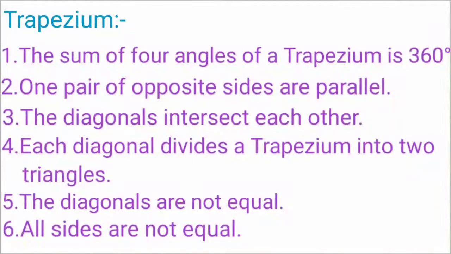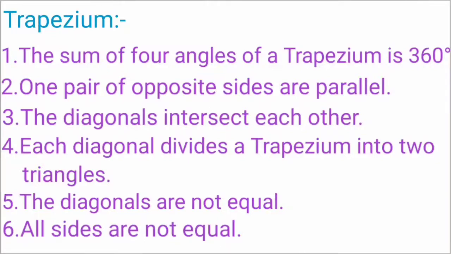The properties of the trapezium are: the sum of 4 angles of a trapezium is 360 degrees. One pair of opposite sides is parallel. We saw in the figure there is one pair of opposite sides that is parallel. The diagonals intersect each other. Each diagonal divides a trapezium into 2 triangles.